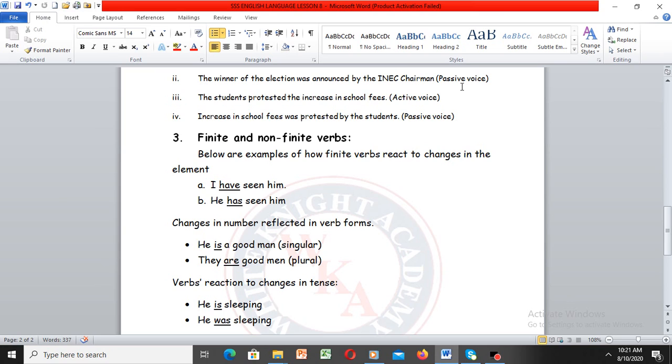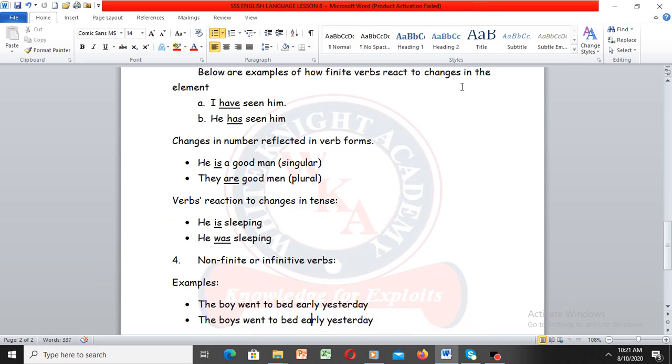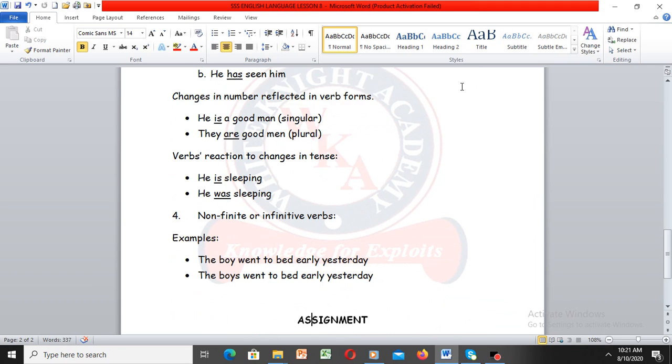Verbs' reaction to changes in tense. He is sleeping. And 2, he was sleeping. You get that? The first sentence above expresses a present continuous action, while the second sentence expresses a past continuous action. Do you get that? Good. Let's look at number 4.